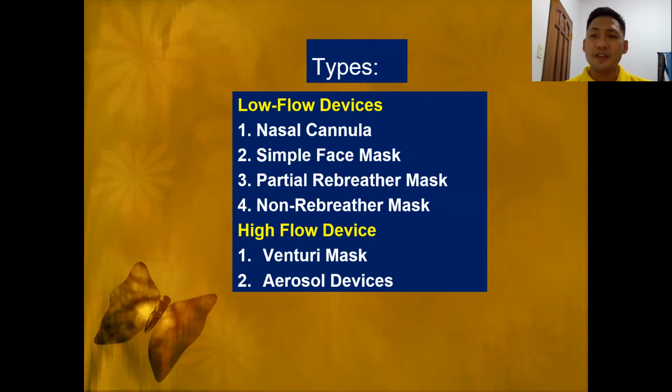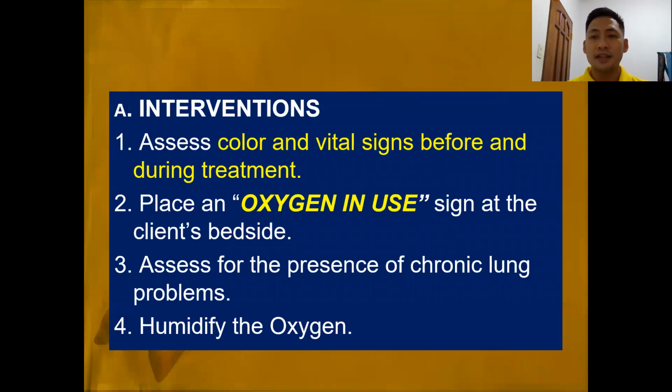So what's the difference between low flow devices and high flow devices? Low flow devices are oxygen devices that cannot provide the patient with total oxygen requirements, but high flow devices can provide patients with the total or exact oxygen requirement needed by the patient. So we will be elaborating these devices as we go along with our next slides.